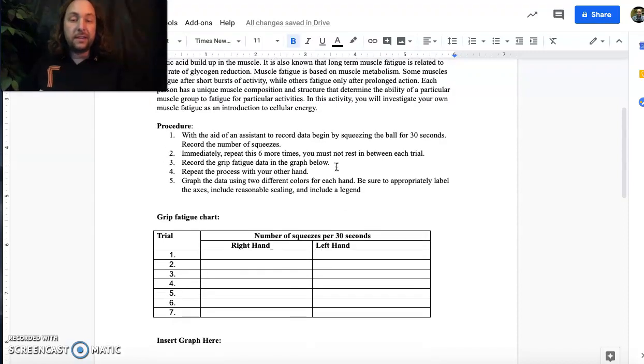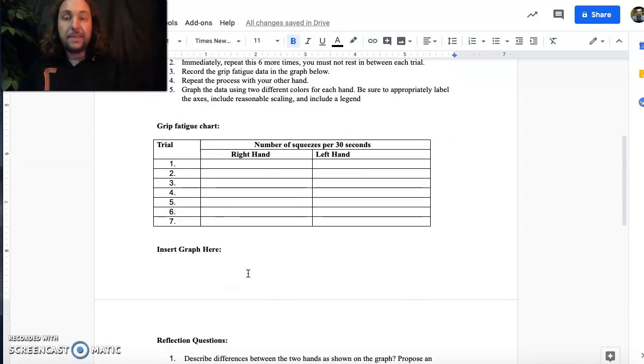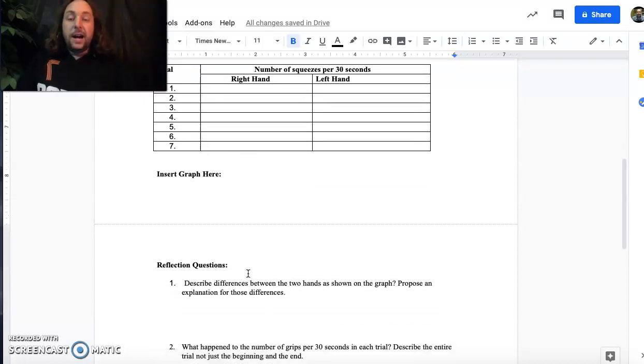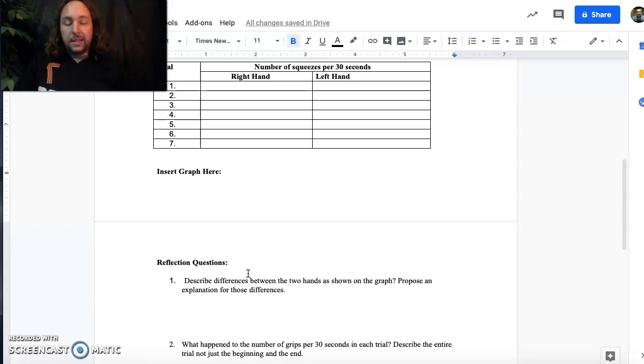You're going to record the data for your right hand and your left hand after 6 trials. Well, 7 total. And then you're going to graph it, and you're going to graph each hand separately. When you graph it, make sure that you give appropriately labeled axes and include reasonable scaling as well as a good legend so I can tell the difference between the left and the right, or if you're doing it between the hands and your knees, or between your arms and your legs. And then there are some reflection questions to think about.